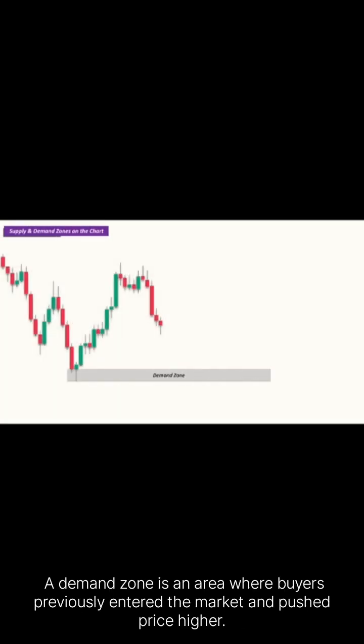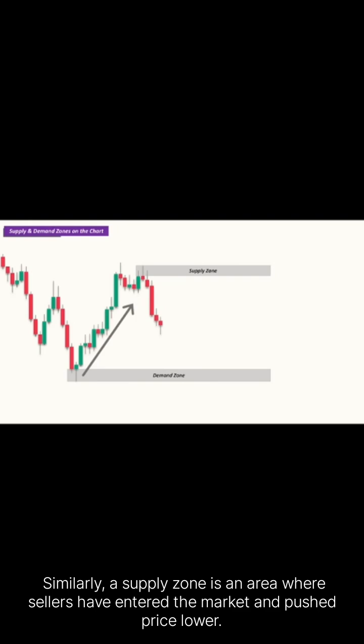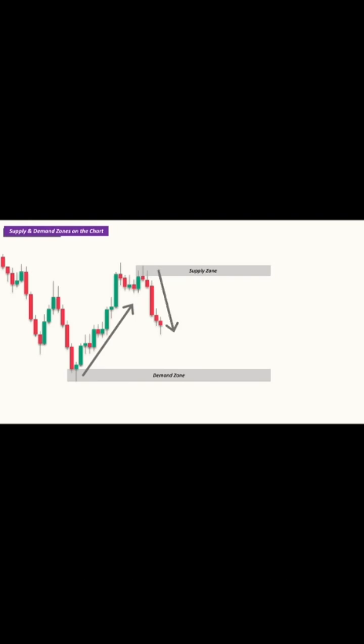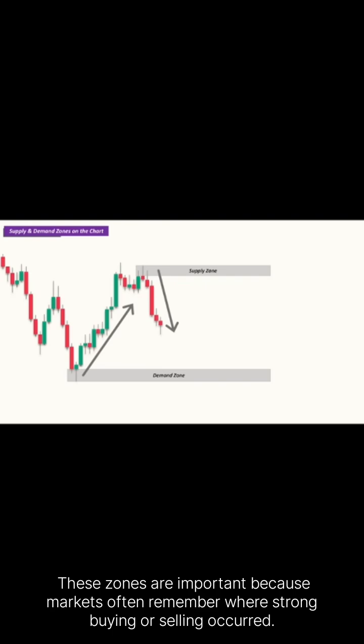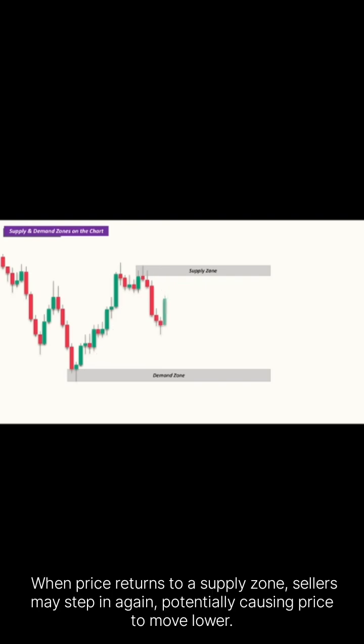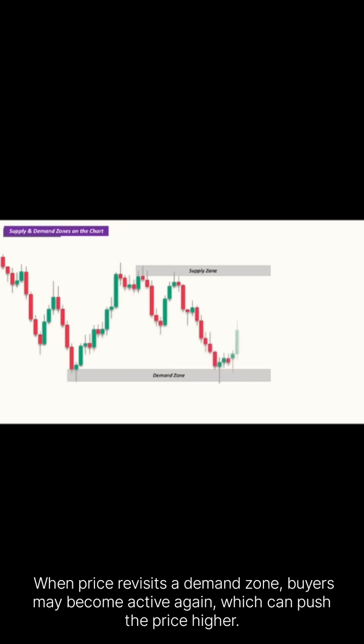A demand zone is an area where buyers previously entered the market and pushed price higher. Similarly, a supply zone is an area where sellers have entered the market and pushed price lower. These zones are important because markets often remember where strong buying or selling occurred. When price returns to a supply zone, sellers may step in again, potentially causing price to move lower. When price revisits a demand zone, buyers may become active again, which can push the price higher.